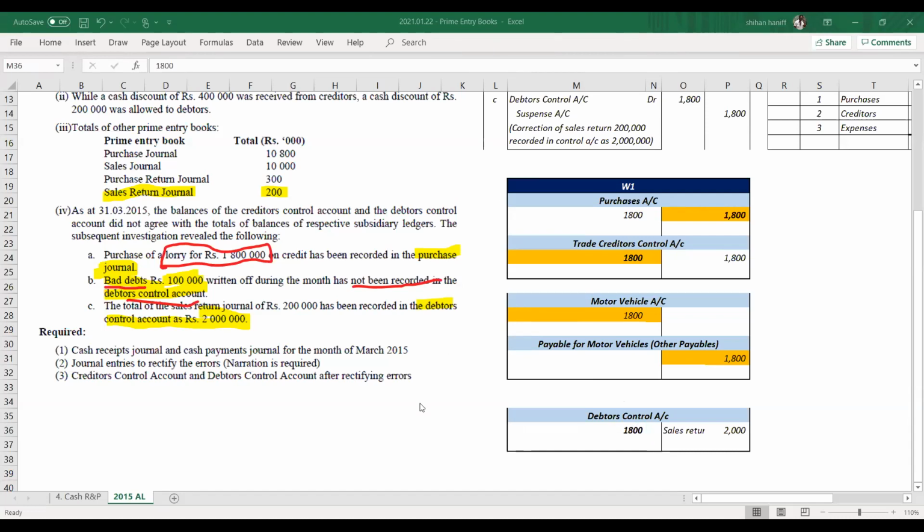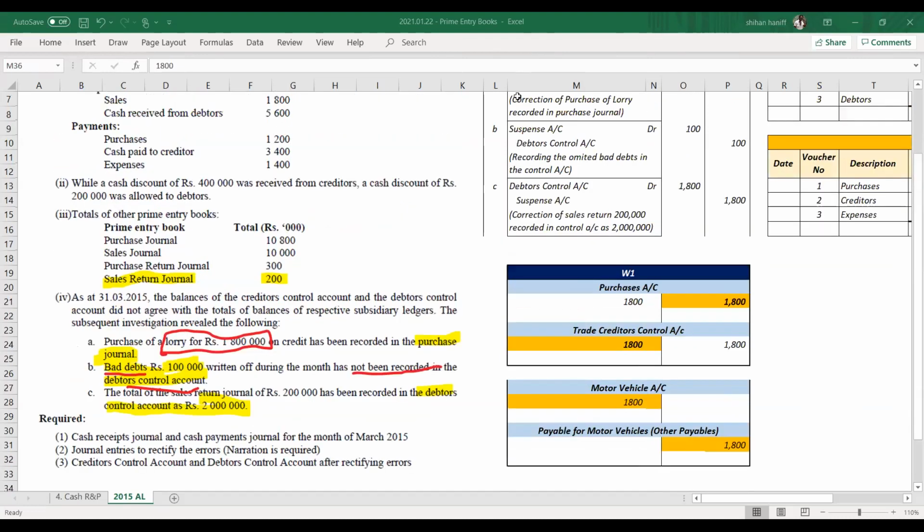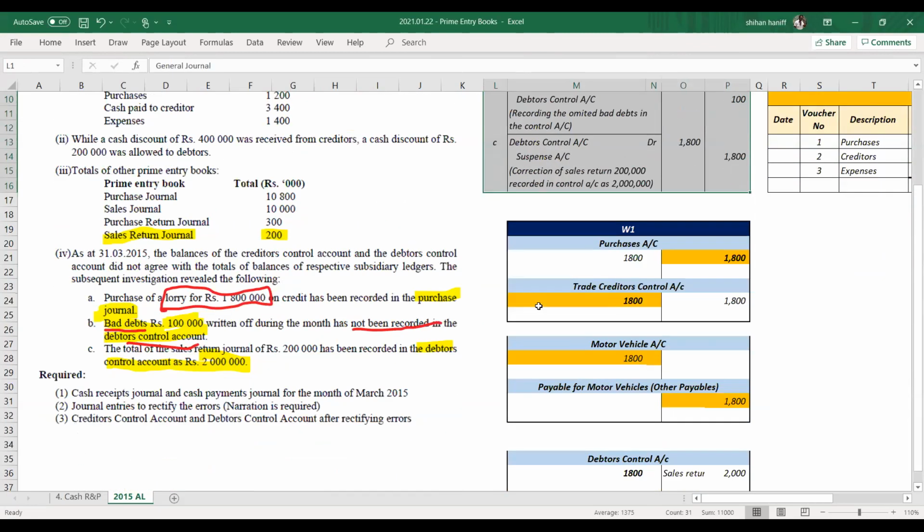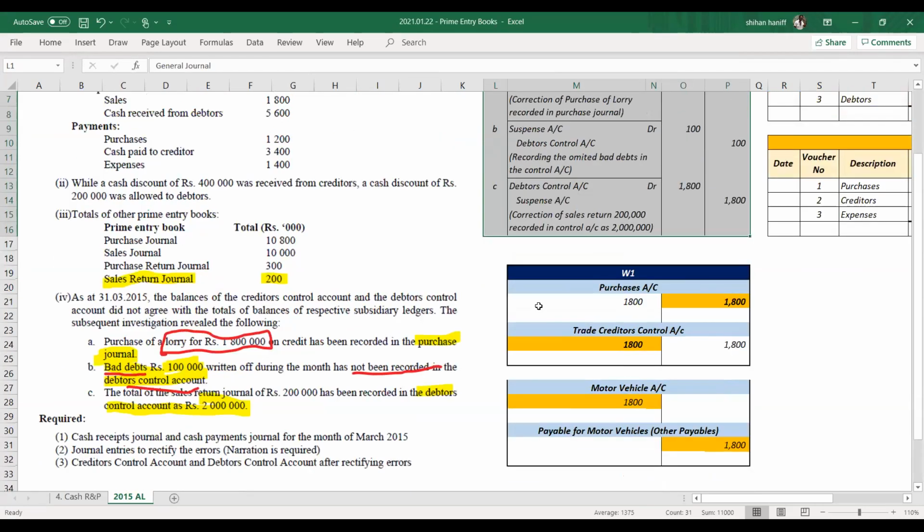Okay, let's move to the third part. Now this is done. General journal is done. Now they are asking us to prepare the creditors control account and debtors control account after rectifying errors. So after rectifying errors means we need to do the before rectifying errors as well. So I will do both. Then it will be clear.